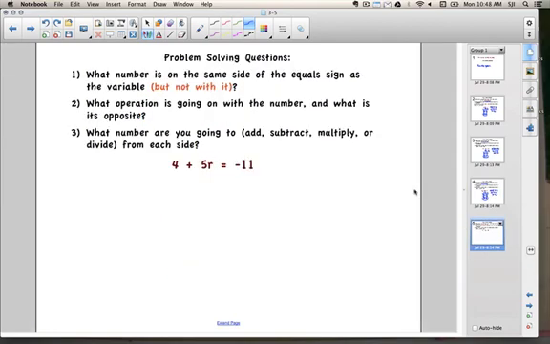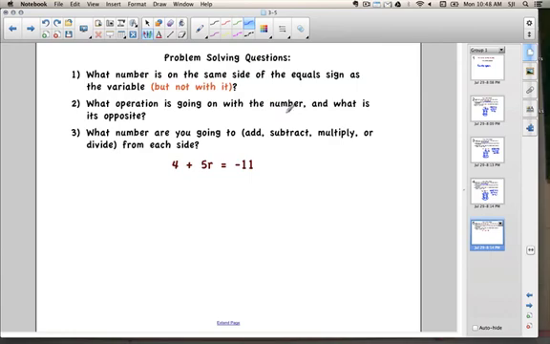One last one for today. We know that this is a two-step problem because I see multiplication here and I see addition going on here. So that means the first time through I'm going to ask myself this orange part of the question. What number is on the same side of the equal sign as the variable but not with it? The 4 is, because the 5 is right next to the r, but the 4 is also on the same side of the equal sign, but it's not right next to it.